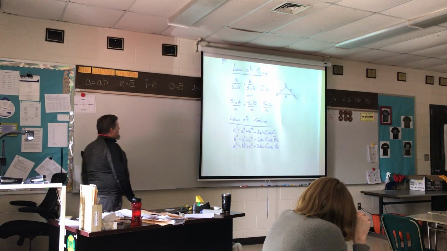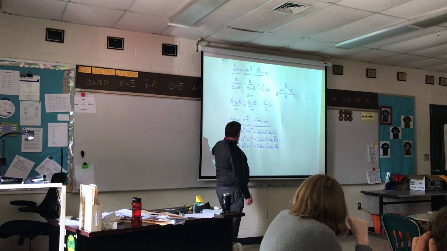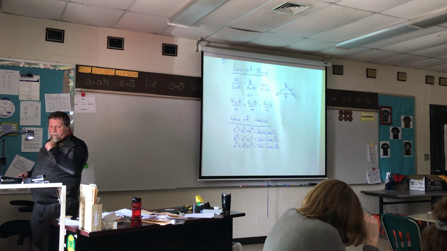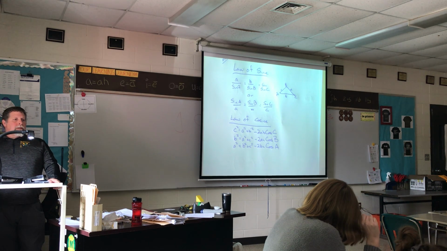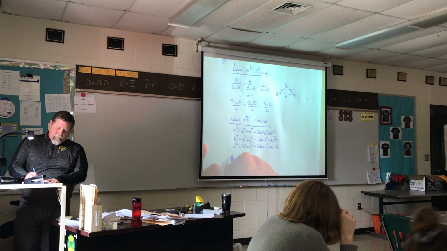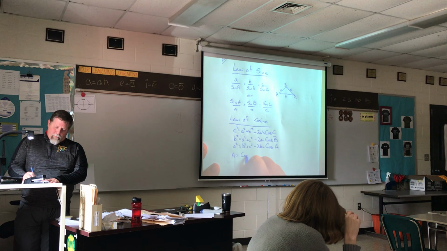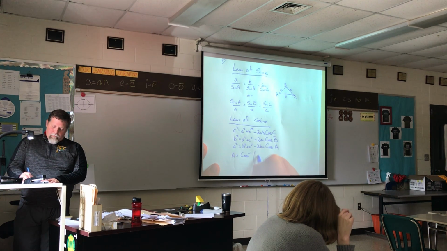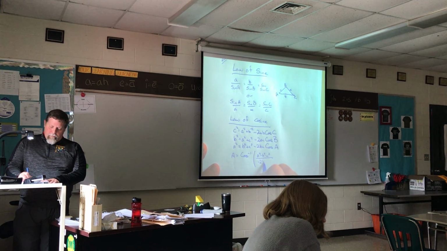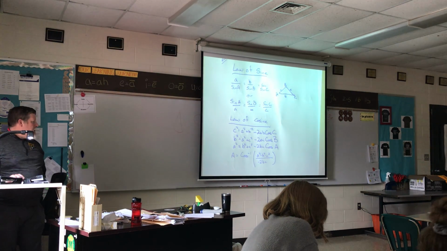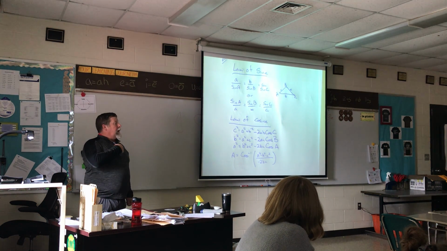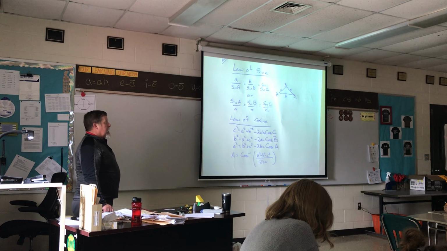If I have any angle and the sides, I can figure out the third side, no matter what shape the triangle's in. What if I don't have any angles, just the length of all three sides? Can I figure out what the angles are? Yep. You want to know how? Sides, this is how to find the angle.